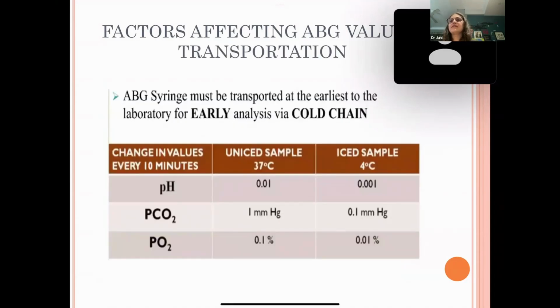Okay. Last one is that you should maintain a cold chain. If you think that you need to transport the ABG to some other area to interpret, or there's some time taking more than 10 minutes, then you should keep your sample in the cold ice or cold chain, because every 10 minutes, if you see this table, if the sample is not kept in ice, the pH will change by 0.01, but if you've kept it in ice, it will change by 0.001, which is hardly anything. PCO2 will change by 1 mm, but in an ice sample, 0.1 mm, and PO2 0.1%, and ice sample 0.01%. So these factors you should keep in mind: temperature, air bubbles, cold chain, and heparin level.